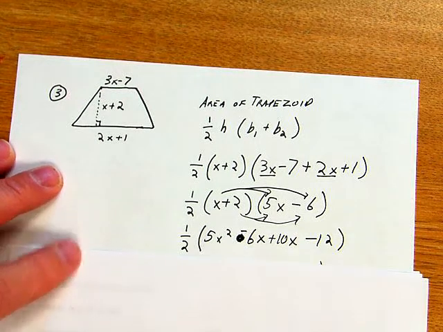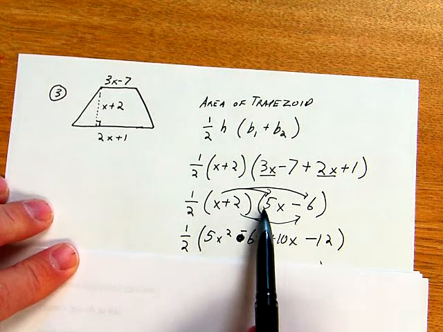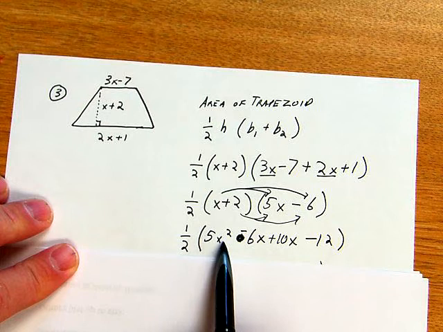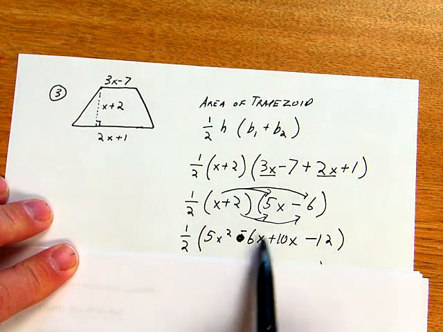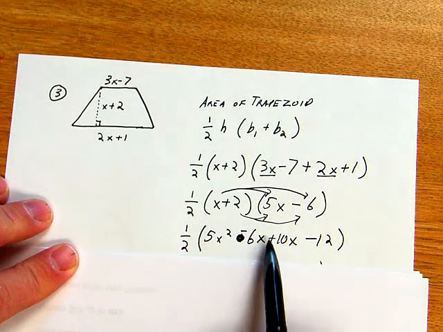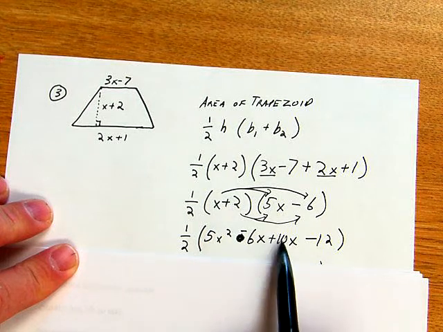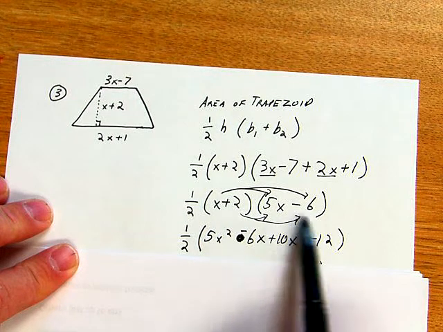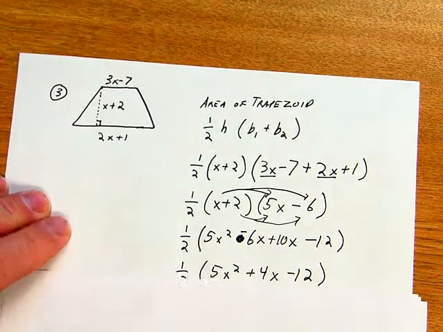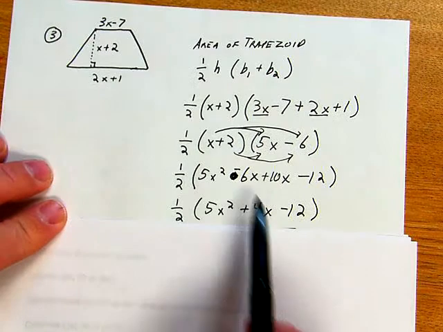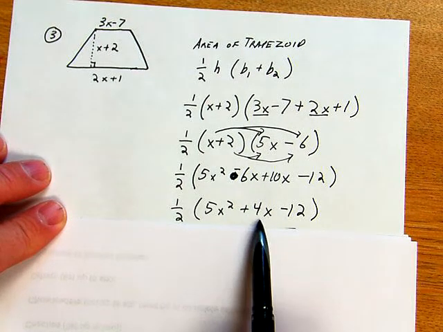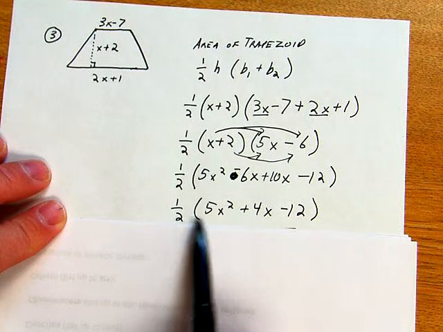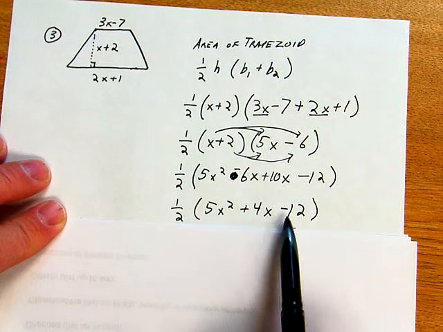Now I use the arrow method to multiply these two binomials times each other. And what I ended up with is x times 5x is 5x squared. X times negative 6 is negative 6x. 2 times 5x is positive 10x, and 2 times negative 6 is negative 12. When I combine these two like terms, negative 6x and 10x, I get positive 4x. So I still have 1/2 times 5x squared plus 4x minus 12.